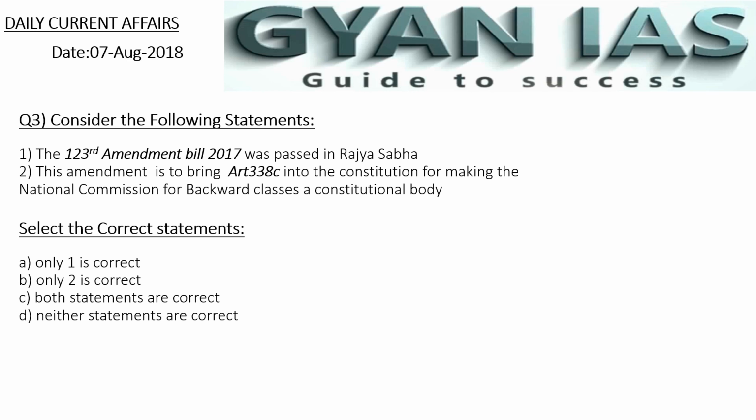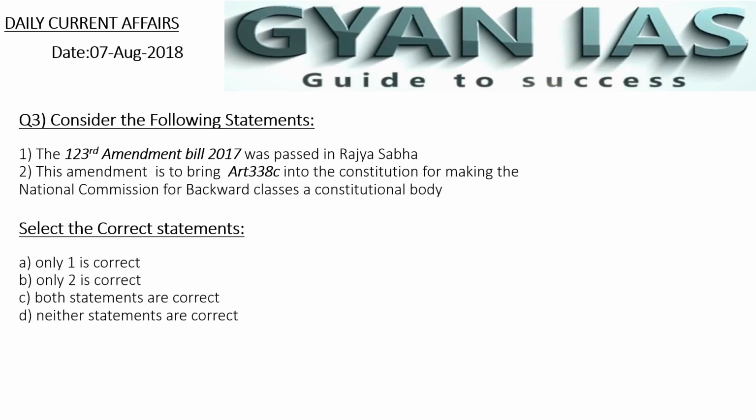Now, Article 338 is for the National Commission for Scheduled Castes. Article 338A is for the National Commission for Scheduled Tribes. The National Commission for Backward Classes was established as a statutory body in 1993. Statutory body means any body set up through an act.